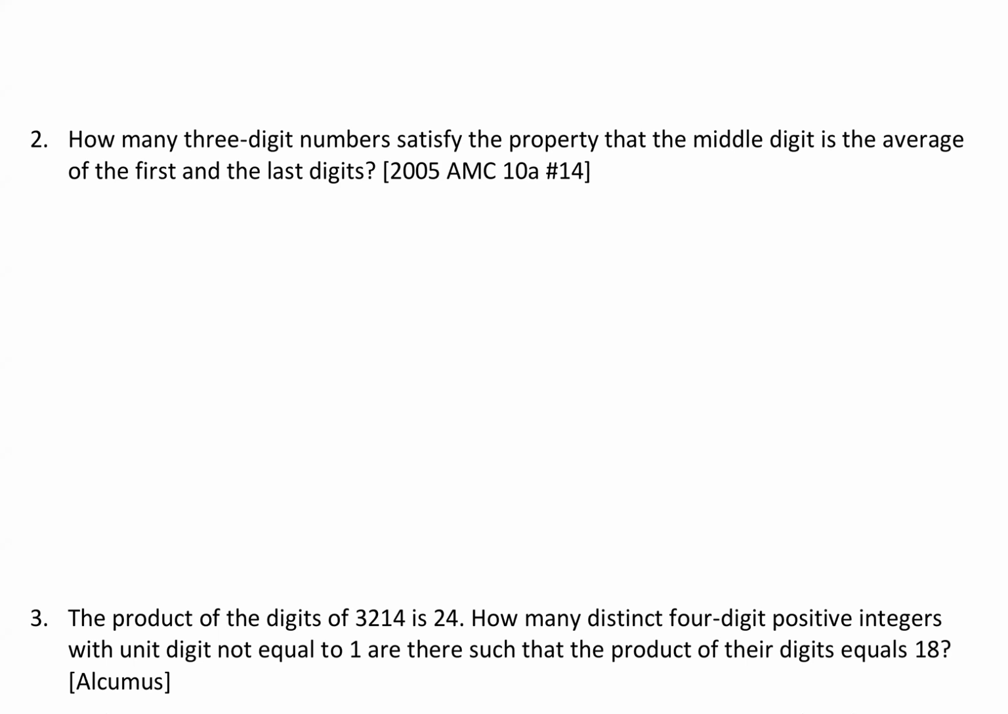Okay, so we can start. This time, instead of doing casework on whether they're the same or different, we can do casework on the middle digit. Let's say that we have a 3-digit number A, B, C. So we know that the middle digit is B, so B equals (A plus C) over 2. We can rewrite this as 2B equals A plus C, and now we can do casework on B.